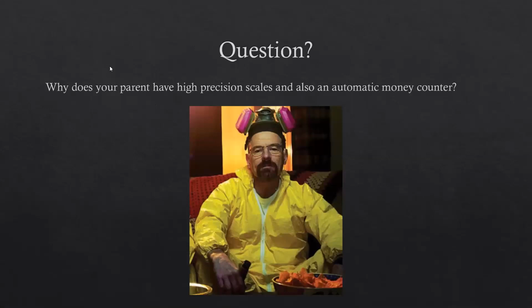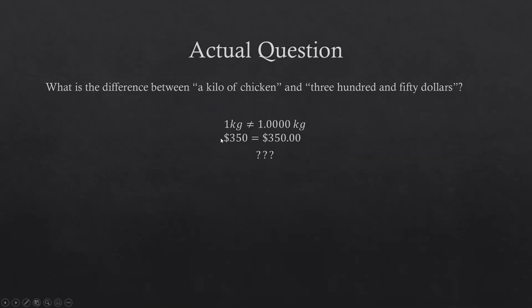Okay. Oh, sorry, I forgot about this part. So there's a difference between a kilo of chicken in common language, the way English language speakers talk, and $350. 1 kilo of chicken doesn't really mean 1.00000000 kilos of chicken. It means one-ish kilos of chicken. $350 really does mean $350.00, and we don't really have any decimal cents that you can withdraw at least.